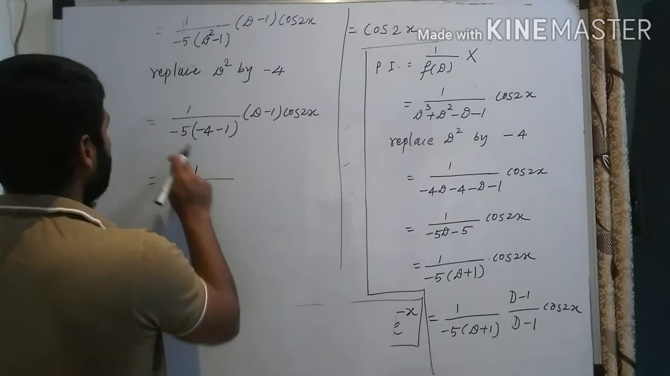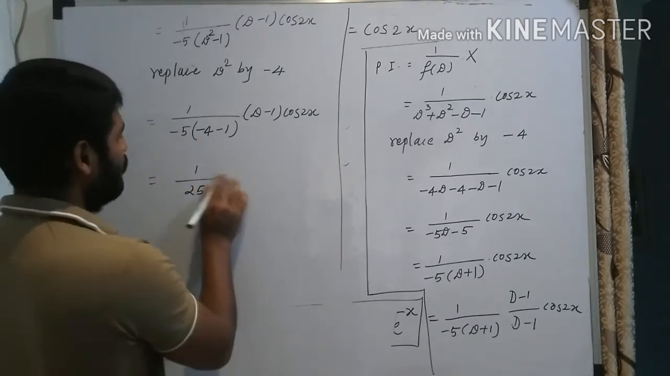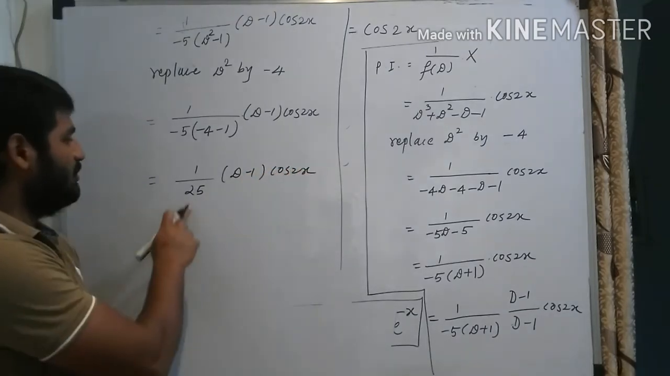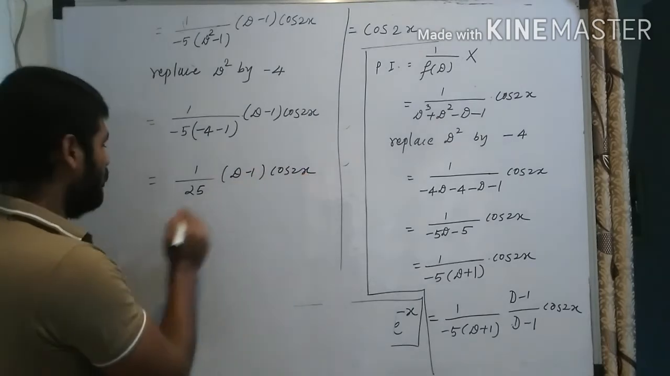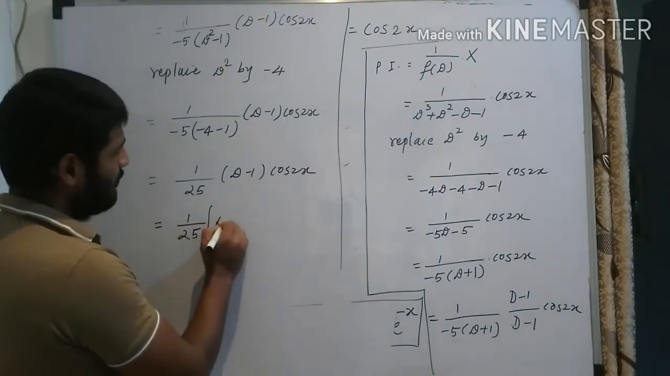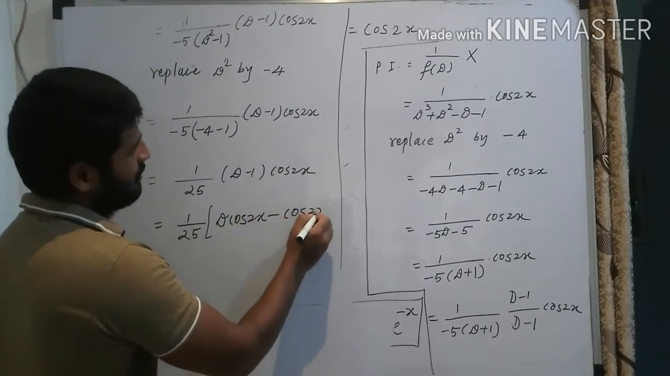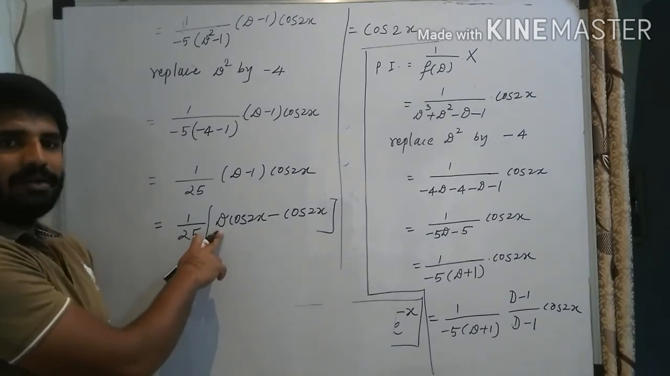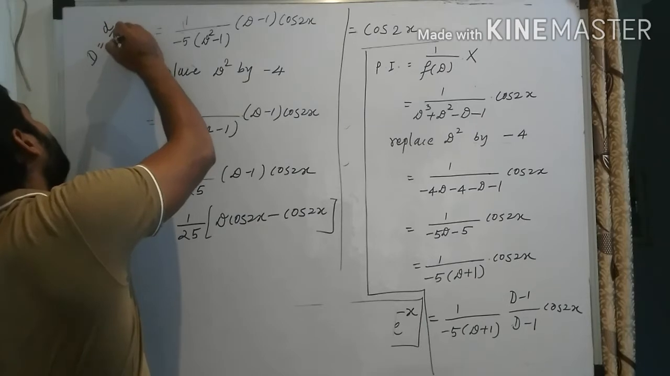So this gives minus 5, and this minus 5 will give plus 25 into (d minus 1) cos 2x as it is. Now this is a non-zero term, but here is d. So separate the d minus 1 over the cos 2x. So this can be written as 1 upon 25 into (d into cos 2x minus 1 into cos 2x). But what is meant by d? D is a differential operator. D is nothing but d by dx.